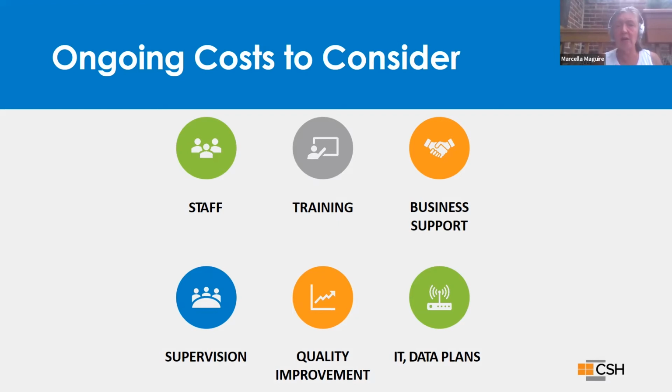There's training. How do you make sure that the staff have the required training and support that they need? There's business support, individuals who are doing the billing. They're not a directly billable service, but if you're not billing, you're not getting paid. So you need to make sure your business support is strong and has the tools they need to do the work. There's supervision supporting all of these entities.